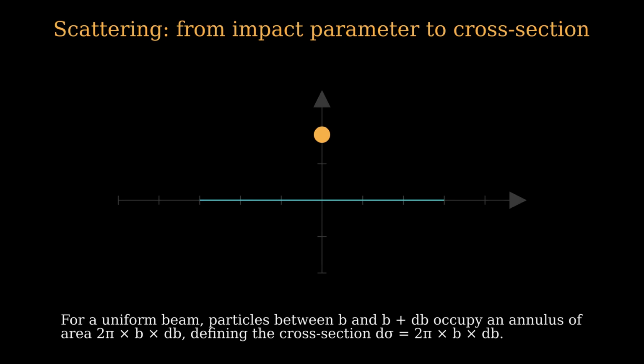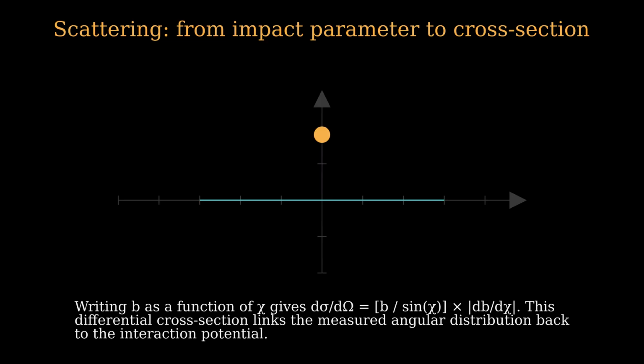For a uniform beam, particles between b and b plus db occupy an annulus of area 2 pi times b times db, defining the cross-section d sigma equals 2 pi times b times db. Writing b as a function of chi gives d sigma over d omega equals b over sin chi times |db over d chi|. This differential cross-section links the measured angular distribution back to the interaction potential.